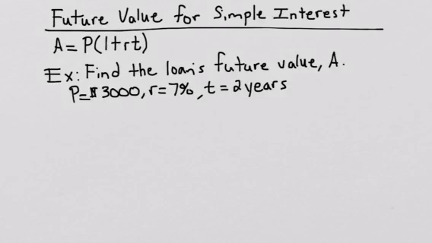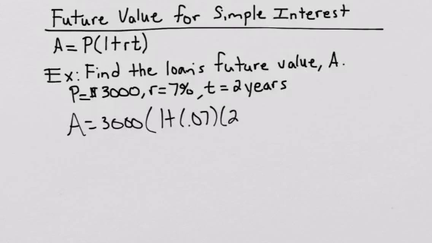It says we want to find the loan's future value when my principal is $3,000, my rate is 7%, and my T is 2 years. Well, we see that the future value is A equals your principal amount times 1 plus your rate, which in this case is 0.07, times 2. So all we've done so far is plug in for my P, my R, my T, and now I need to go back and simplify.